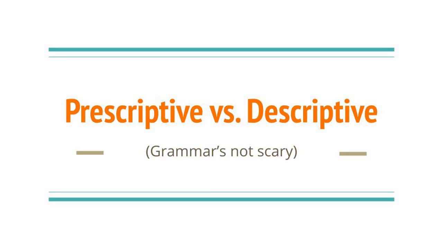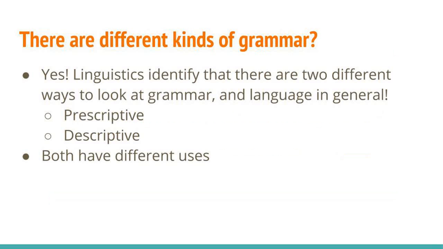Today I'd like to talk to you about a little something called prescriptive and descriptive grammar. As some of you may know, I am a linguistics major, and part of that is studying all different parts of language, which includes grammar. As a linguist, however, we talk about grammar a little bit differently from the average person. And part of that is knowing about prescriptive and descriptive grammar. So these are two different ways to look at grammar and to define grammar and language in general. They both have different uses and can be helpful for different situations.